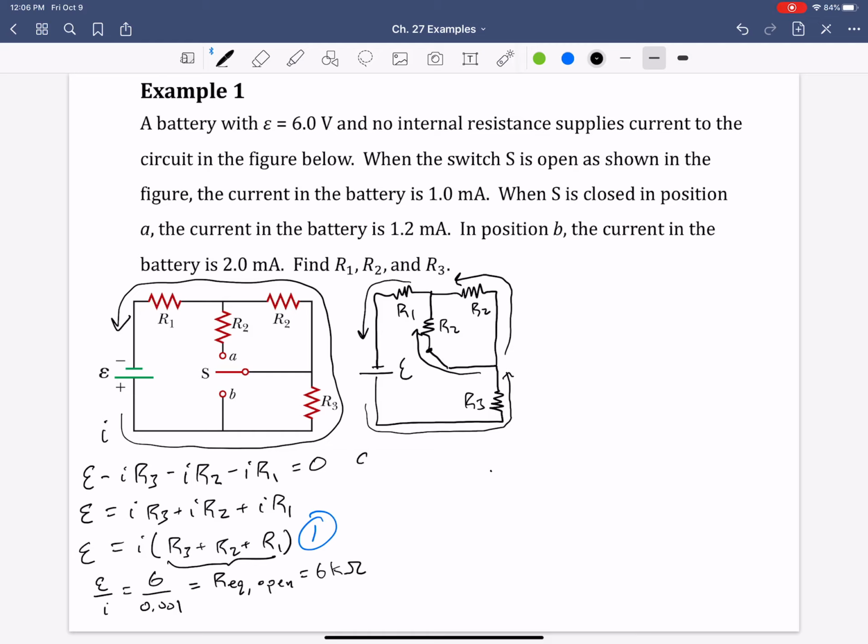So let's write down the voltage again. EMF minus IR3, and then minus the current, and I'm going to write that as an equivalent resistance of R22, minus IR1 equals 0. Okay, and doing what we've done in the past in part A, we have EMF, factor out the I's, and then we have an expression for the equivalent resistance.